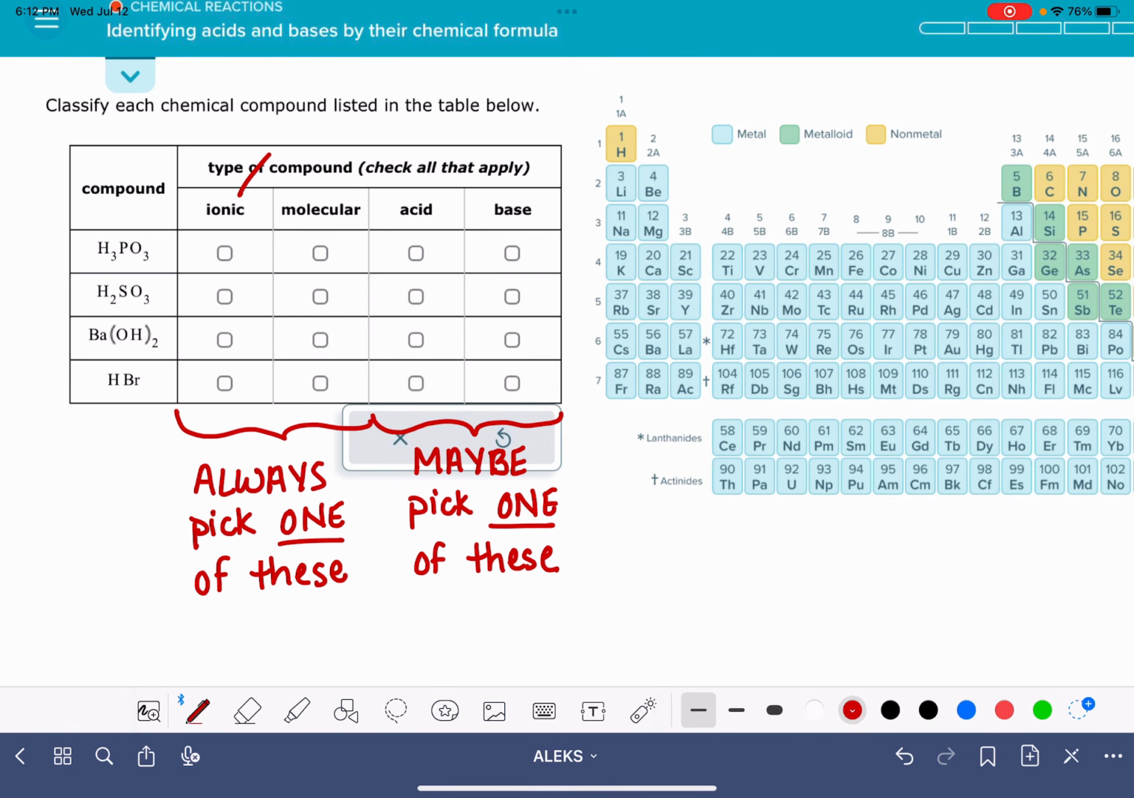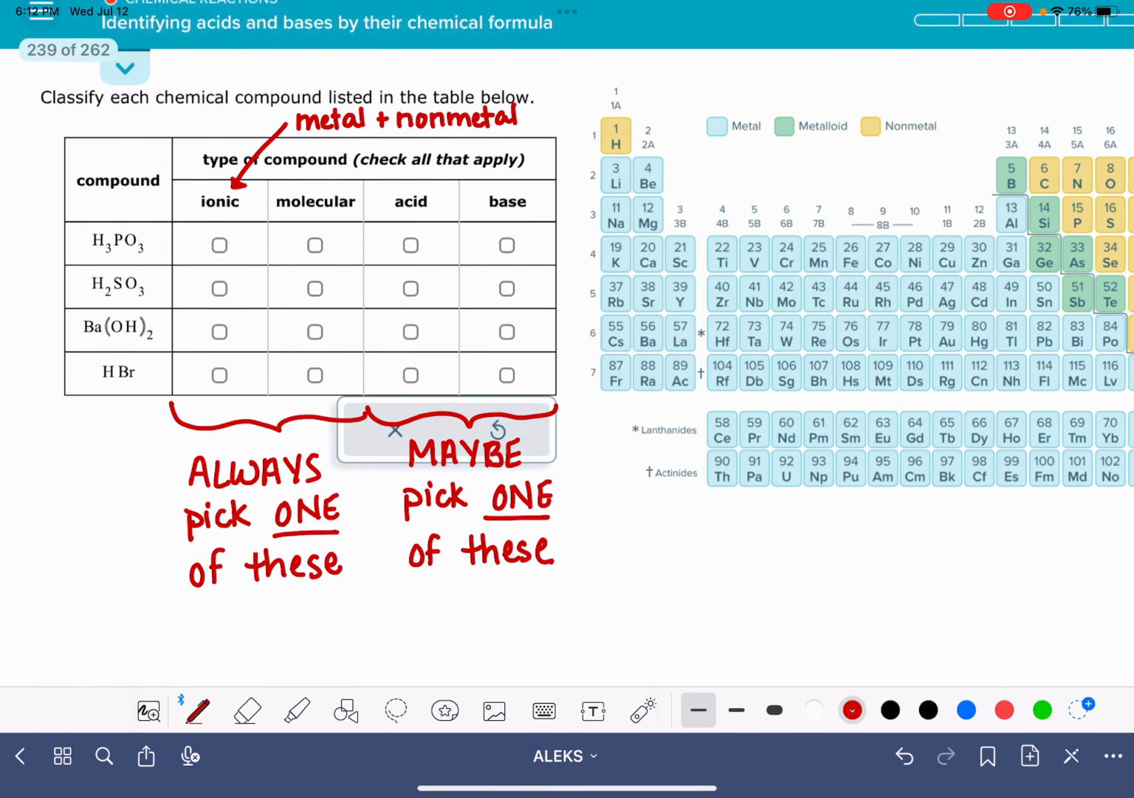The way that you're going to identify an ionic compound is that it is going to be something that contains both a metal atom, at least one, and a non-metal atom, and that's why the periodic table is handy. If it is not ionic, then it is molecular, but we can define that as well. A molecular compound is one that contains only nonmetals.